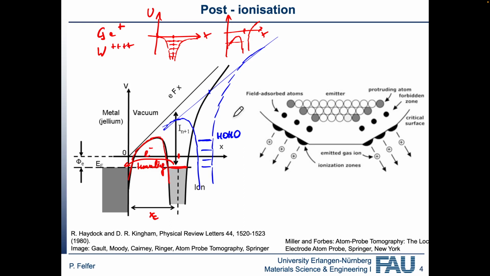And so if I change the field, still the field being high enough for field evaporation, what do you think? When do I get the highest probability for post-ionization? If I have a low field or if I have a high field? Well, what would happen if I have a high field? Remember, this is e F x, elementary charge times field times x. So this is a constant, this is the coordinate. Would the slope be higher if I've got a high or a low field?